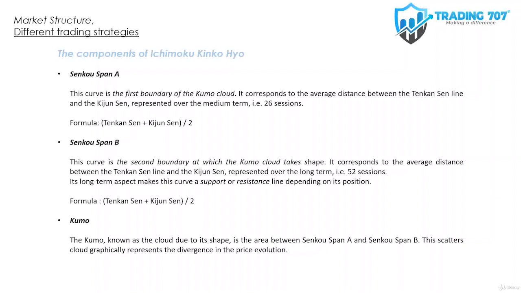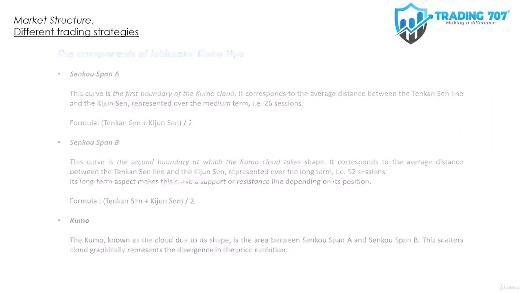To conclude, let's talk about the Kumo cloud. The Kumo, known as the cloud due to its shape, is the area between the Senkou span A and the Senkou span B. This Schrödinger's cloud graphically represents the divergence in price evolution.